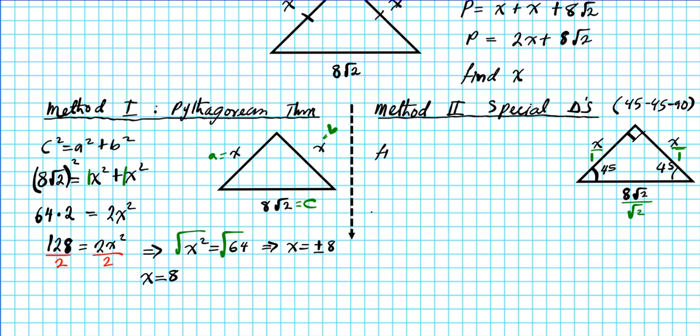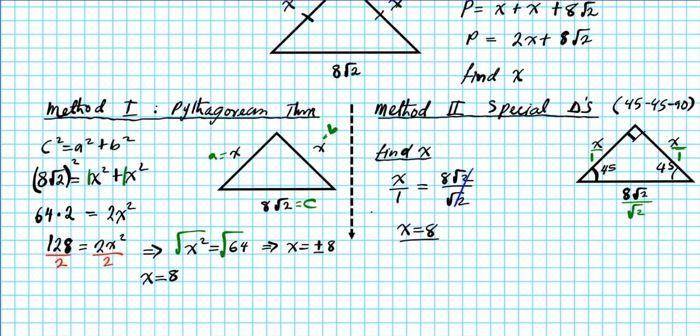So to find x, we're setting up a proportion using the standard 45, 45, 90 triangle, 1, 1, root 2, and the x, x, 8 root 2 similar triangle of the special triangle. Okay, so we just said x over 1 is equal to 8 root 2 over root 2. Okay, and then these root 2's divide out, and you have x is equal to 8.